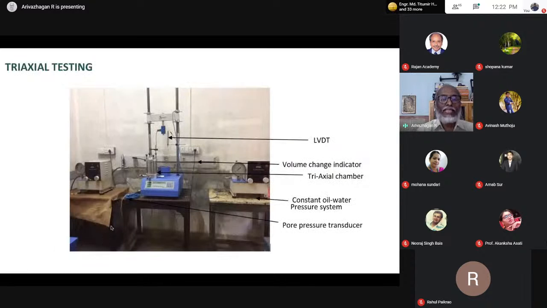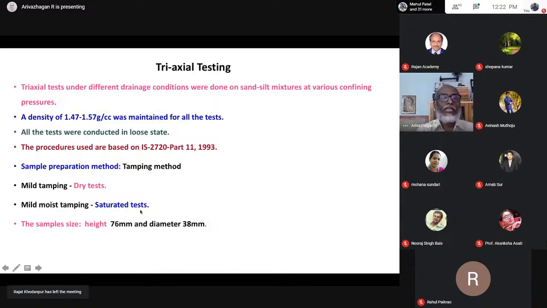So the triaxial testing. The triaxial testing experimental program was done with the triaxial testing apparatus. This is a digital triaxial test apparatus. The triaxial tests under different drainage conditions were done on sand-silt mixtures at various confining pressures. A density of 1.47 to 1.5 gram per cc was maintained for all the tests. All the tests were conducted in loose state.